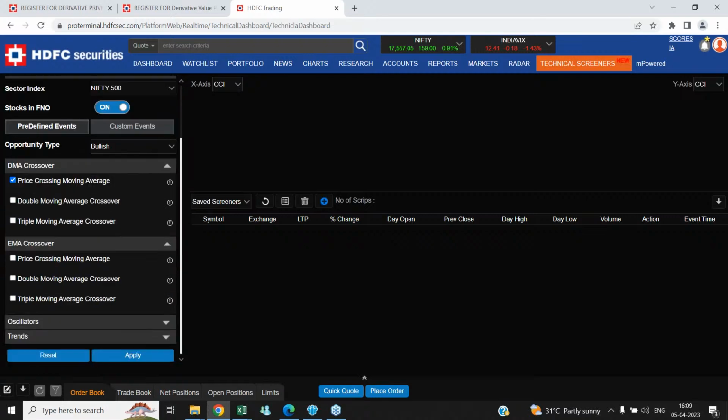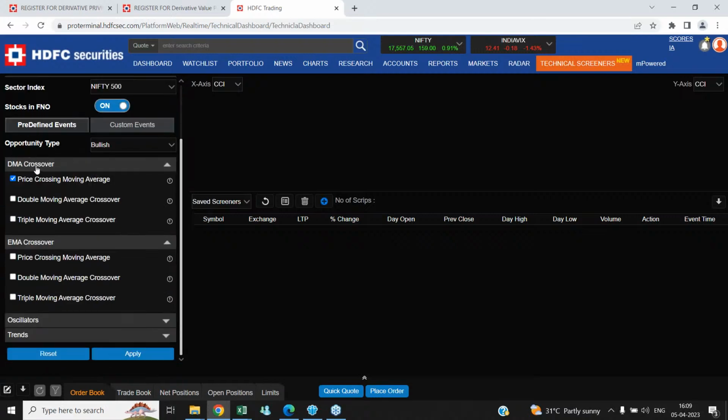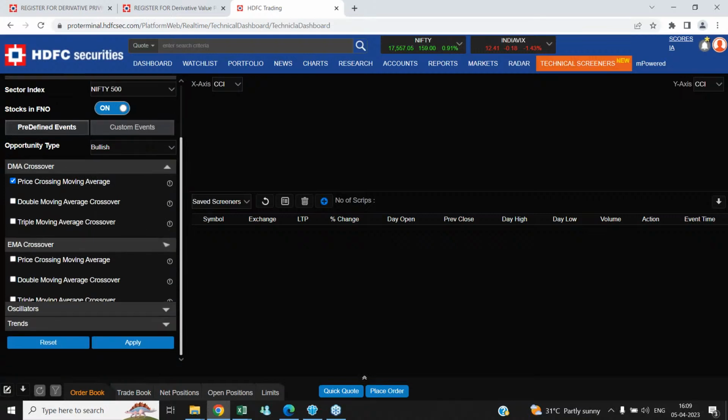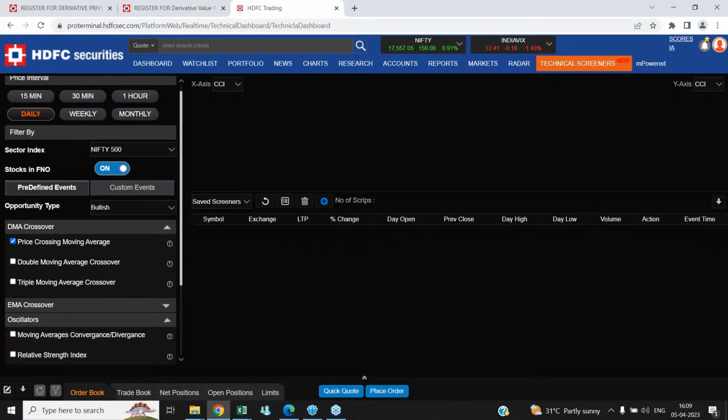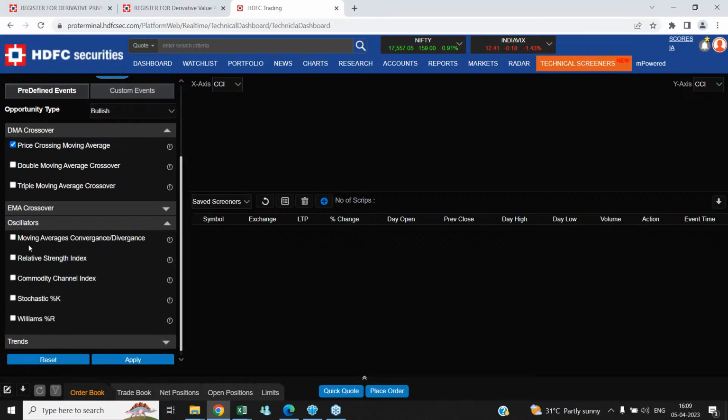Then there is also an exponential moving average crossover. If you don't want the daily moving average crossover, you can also use the exponential moving average crossover. You can also use oscillators. There are different oscillators like moving average divergence and relative strength index. Relative strength index usually tells us which stocks are in the overbought or oversold zone, and can be used as support and resistance.